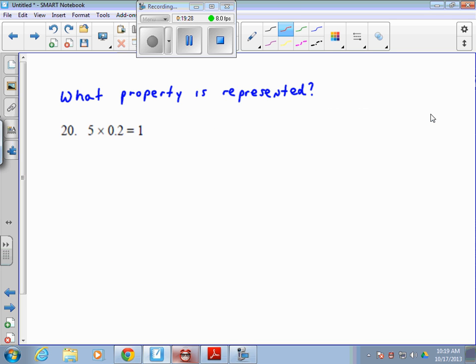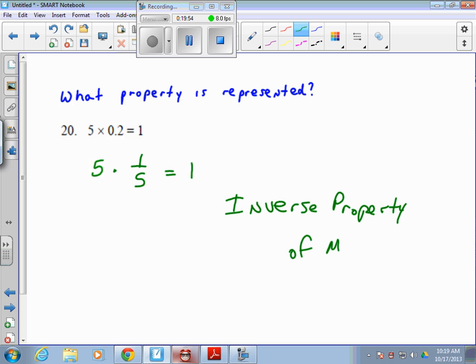This one was actually missing the directions. I deleted a problem and it left them off. It says what property is represented. This is just like saying 5 times 1/5 equals 1. 0.2 is the same thing as 1/5. So that is the inverse property, everybody. Copy it down. Inverse property of multiplication.